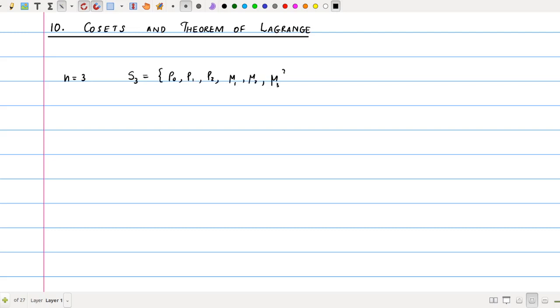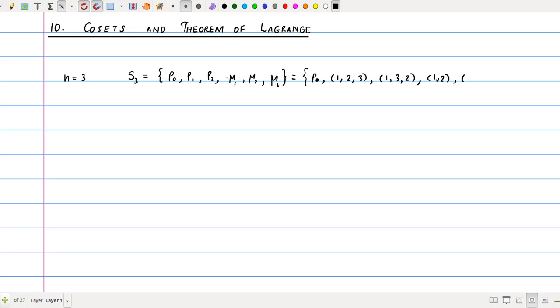So these are the 6 elements of S3, or we have another notation for these. Rho naught is the identity, and rho 1 can be expressed as the cycle (1 2 3), and rho 2 is (1 3 2). So these two are 3 cycles. Then we have 2 cycles, (1 2).